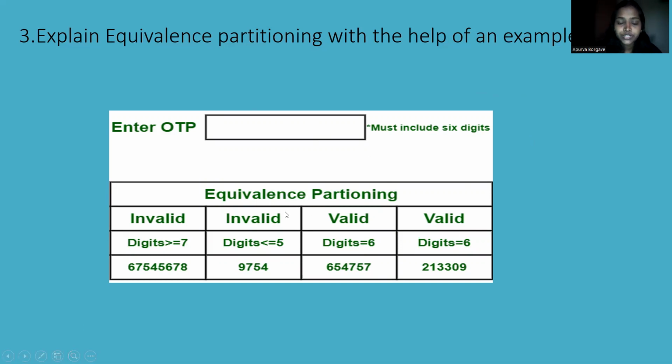So what is partitioning? I have done some partitioning here. My data set should include the 6-digit number, so I can consider the digits which are equal to 6. These data sets can be taken for my equivalence partitioning. If I enter any value lesser than 6 or greater than 6, it will not be taken. It should include 6 digits.